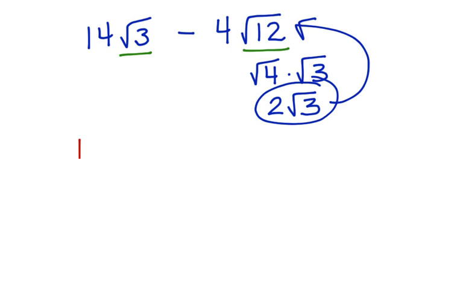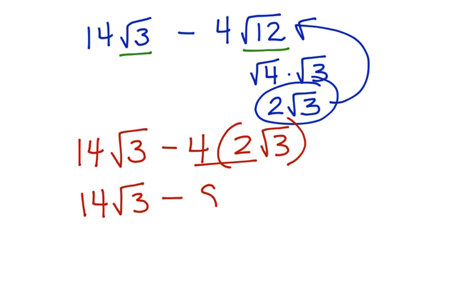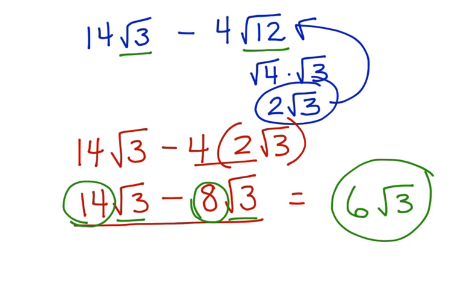So we have 14 square root of 3 minus 4 times 2 square root of 3. 14 square root of 3 minus 4 times 2, which is 8 square root of 3. Now we have our problem in like terms and we can subtract. The square root of 3 is the same in both. We bring that into our solution. 14 minus 8 is 6, so our answer is 6 square root of 3.